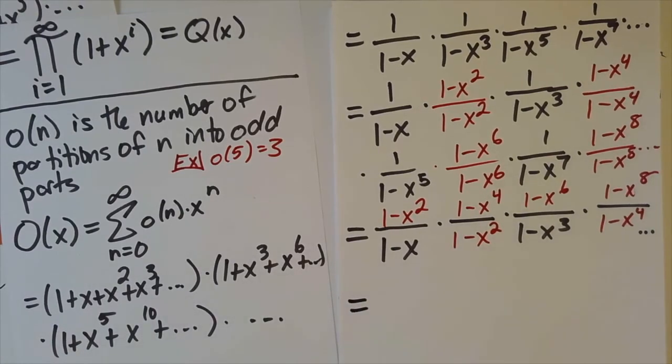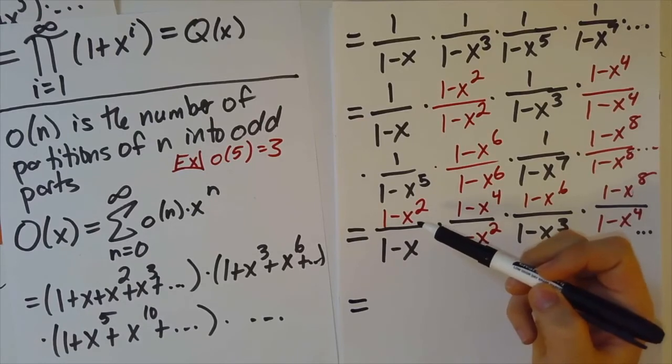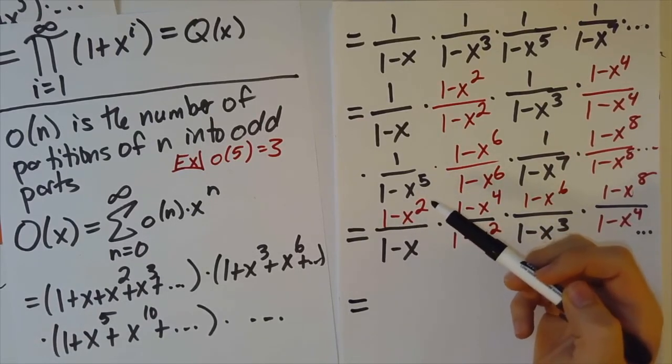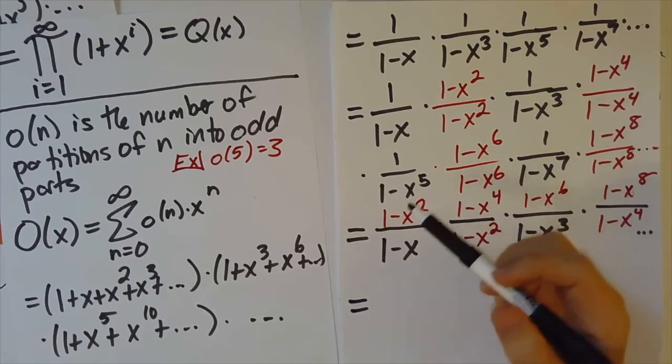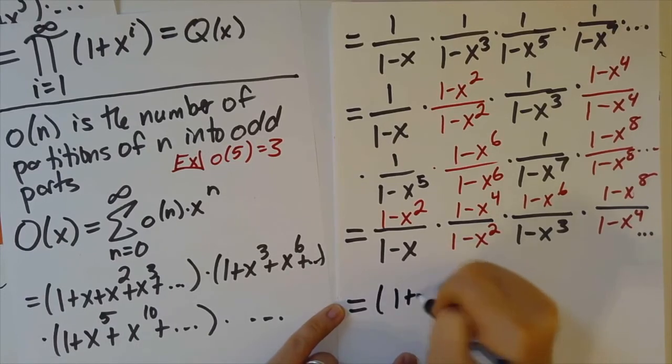Okay. But I can simplify 1 minus x squared over 1 minus x, because 1 minus x squared is a difference of squares. So this is 1 minus x times 1 plus x, but now I'm dividing it by 1 minus x. So this is just 1 plus x.